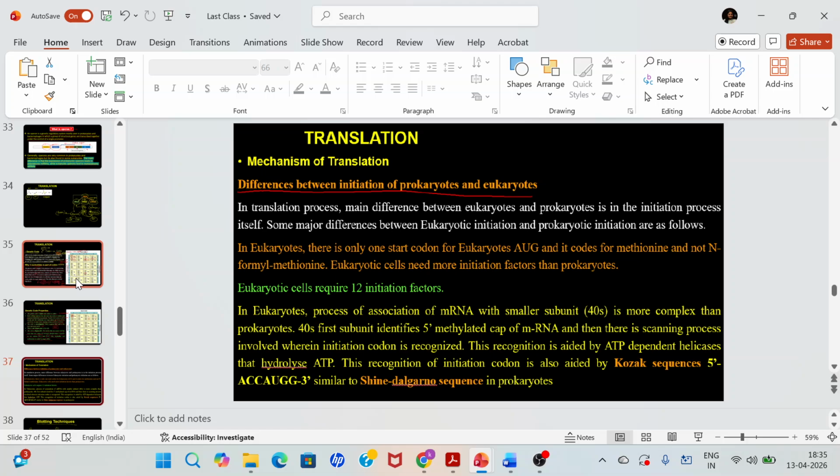In the mechanism of translation, again we are not going into the detail. In eukaryotes there is only one start codon, while in prokaryotes there are many. Eukaryotic cells need more initiation factors than prokaryotes.